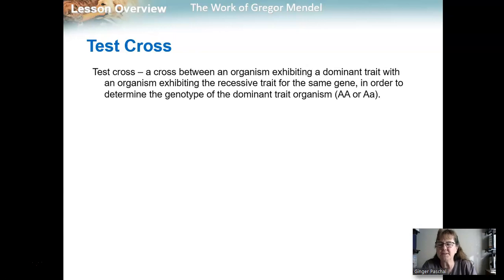There's also something called a test cross. You can have an individual that demonstrates a dominant characteristic, and looking at this organism, you don't know if they are homozygous dominant or if they are heterozygous. These two individuals would look exactly the same. So we can perform something called a test cross.